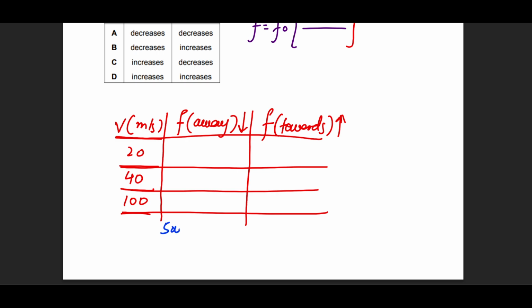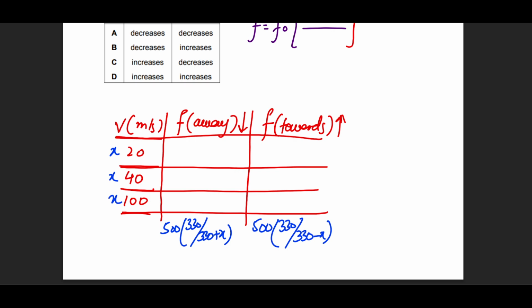So this will be calculated as 500 into 330 divided by 330 minus x. Now this is that x that you're going to put in all 3 situations. And over here, this is also x. So in this situation, this will be 500 into 330 divided by 330 plus x. Sorry, I've written this in the opposite way. This will be like this. While it's moving away, this will be plus. When it's moving towards, it will be minus.